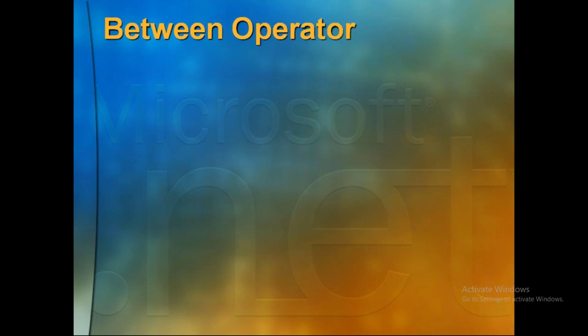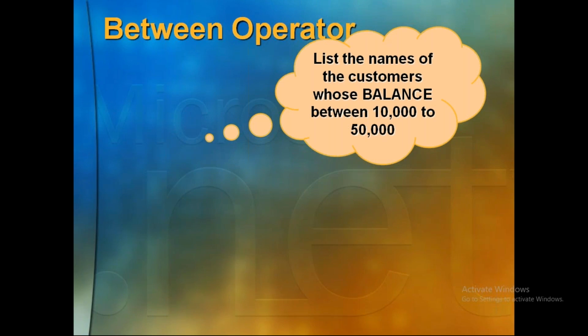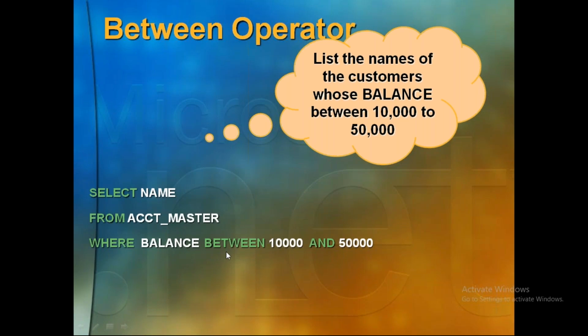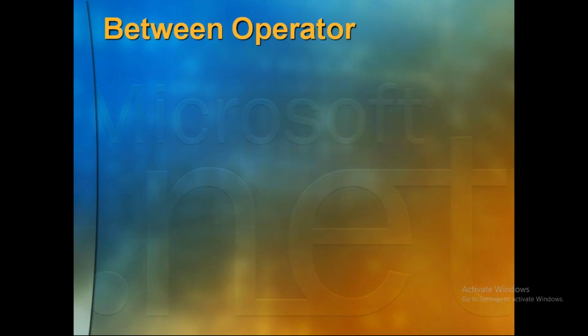The next one is the between operator. List the names of the customers whose balance is between 10,000 and 50,000. You can write it like this: balance between 10,000 and 50,000. So the question is, will it take 10,000 and 50,000 and the in-between values as well? The answer is yes. The between operator takes a lower limit, an upper limit, and the in-between values. That means it is equivalent to less than or equal to and greater than or equal to. Clear? You can use the between operator instead of greater than and less than.